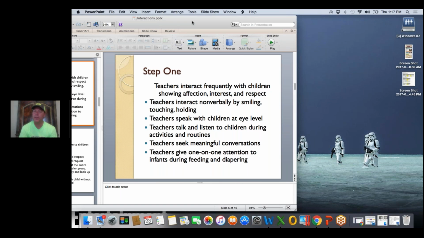Seek those meaningful conversations with the children, educational conversations, relatable conversations with the kids, and of course give one-on-one attention to the infants during feeding and diapering. This is such an incredible time, again, because it's a nurturing time, it's a comforting time, and that eye-to-eye contact is the window to the soul. So you're really able to see right into that child, and they're seeing right into you, and it creates so much trust. The one-on-one attention during feeding and diaper changing is building connections within the brain like you wouldn't believe. It's pretty fantastic.